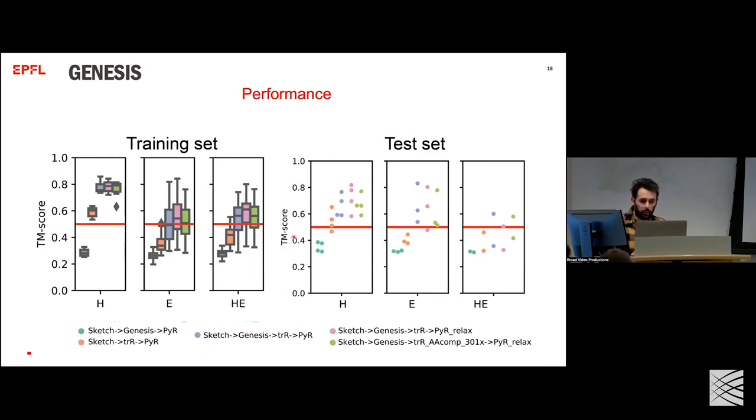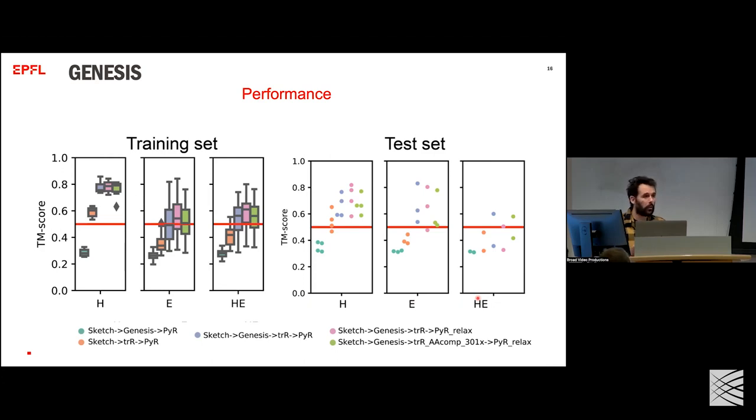And so here, if you have a higher TM score, it means that you're closer to your target structure. So when you see the points going up, it means that in fact you are generating sequences that are predicted to fold to your target structure. So you see that in helical proteins, that's what we have here, we're doing very well. In strand proteins, we can also see major gains. In mixed proteins, things don't look so good.